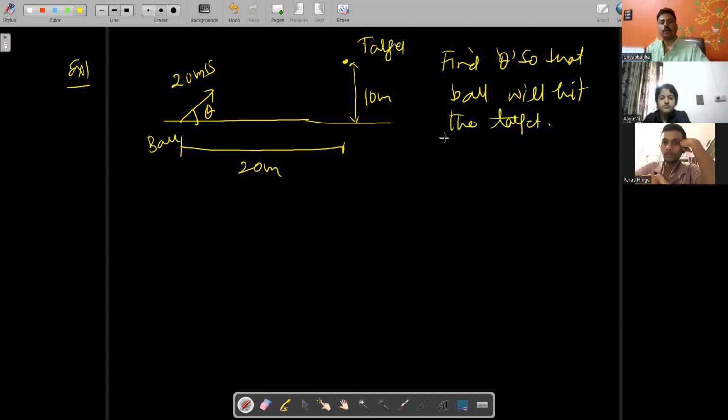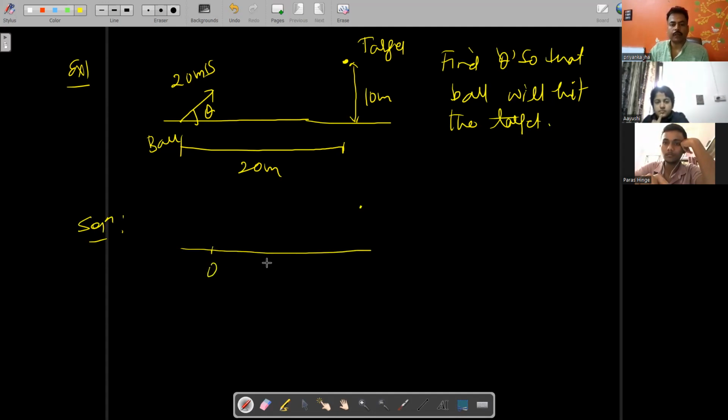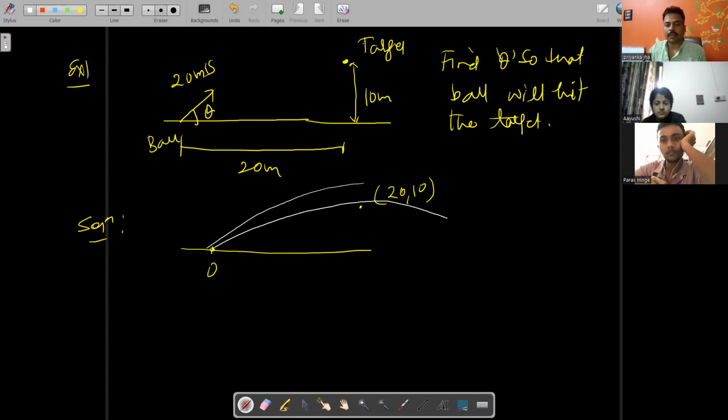Now suppose you think about a ball going along this path, where this is your target. The point where you throw the ball you can assume is the origin, and the coordinates of this target would be 20, 10: 20 along the x-axis and 10 along the y-axis. If the ball goes along this path, definitely it will not hit. This path, definitely it will not hit. This path, definitely it will not hit. So to hit this target, the ball has to follow this path.